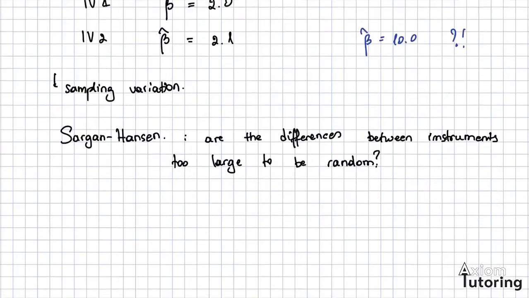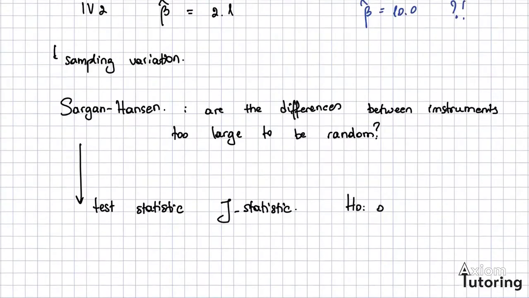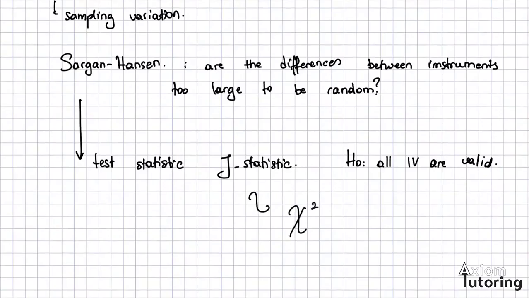The test statistic for this is also called the J statistic. Okay. Under the null hypothesis that all instruments are valid, it will follow a chi-square distribution with degrees of freedom equal to the number of over-identifying restrictions, which, as we said earlier, is the number of instruments minus the number of endogenous variables that you have in a model.